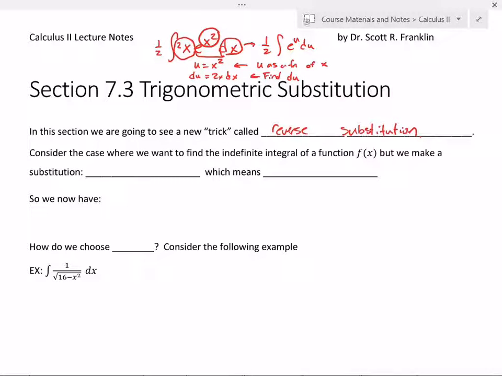Okay? Reverse substitution is actually easier, but there's no guarantee that whatever it is that you choose makes your life simpler. Because here's what reverse substitution says. I'm going to take and find some function of another variable, t, and I'm just going to replace x with a function of t.